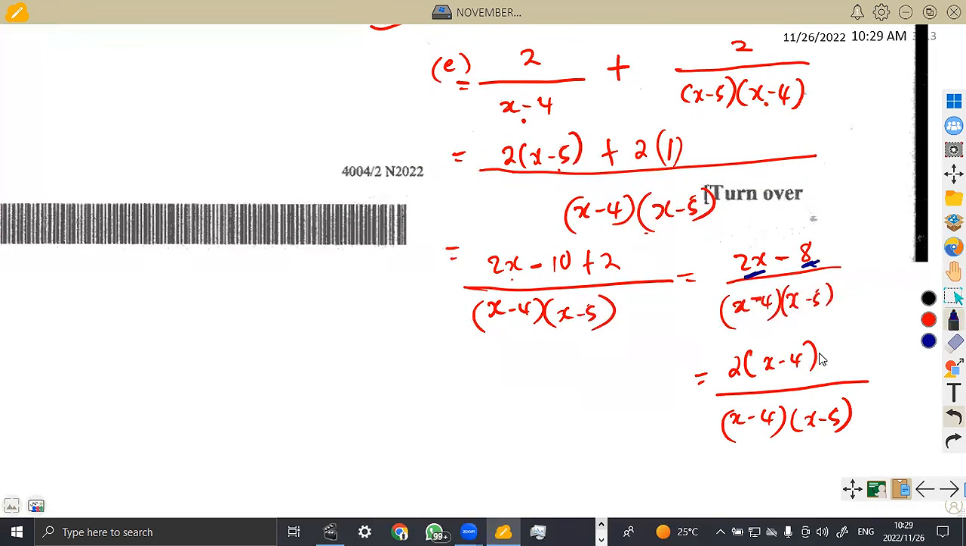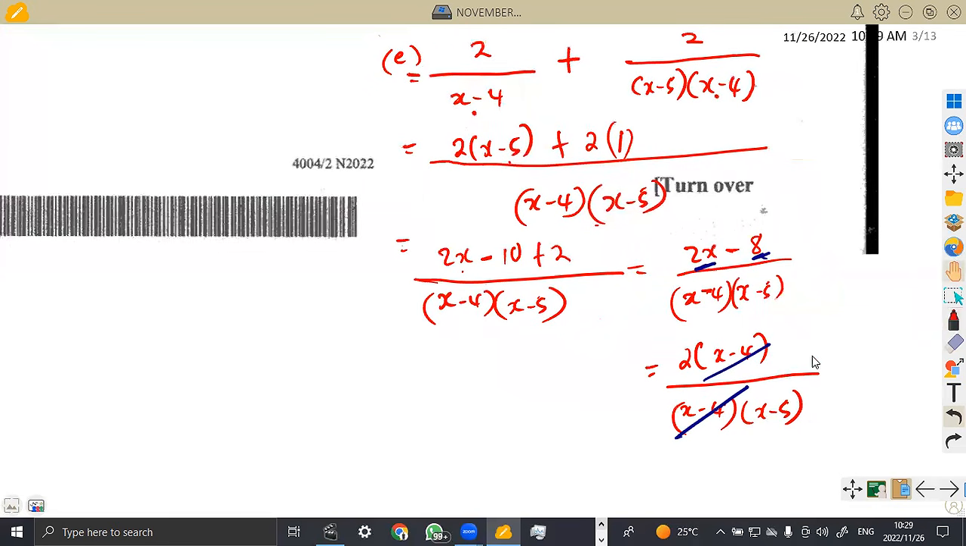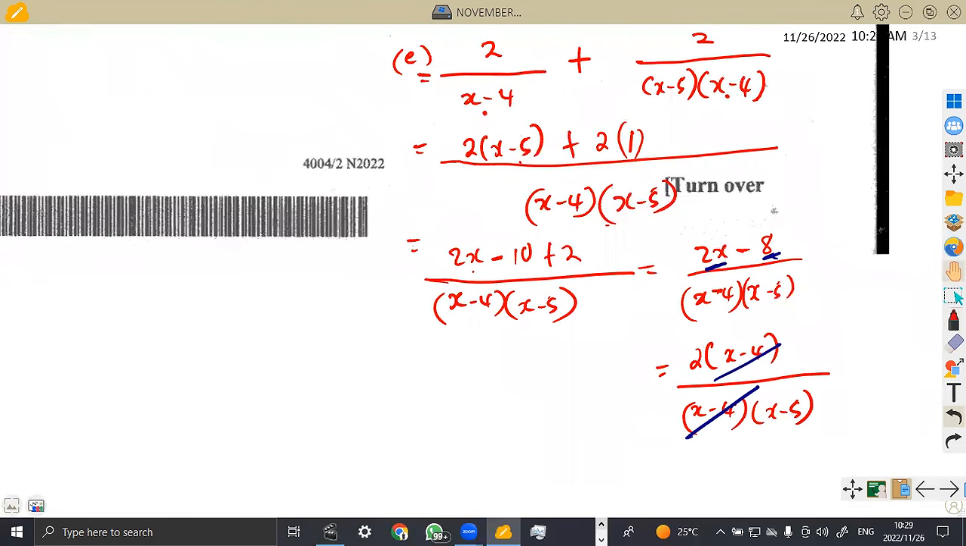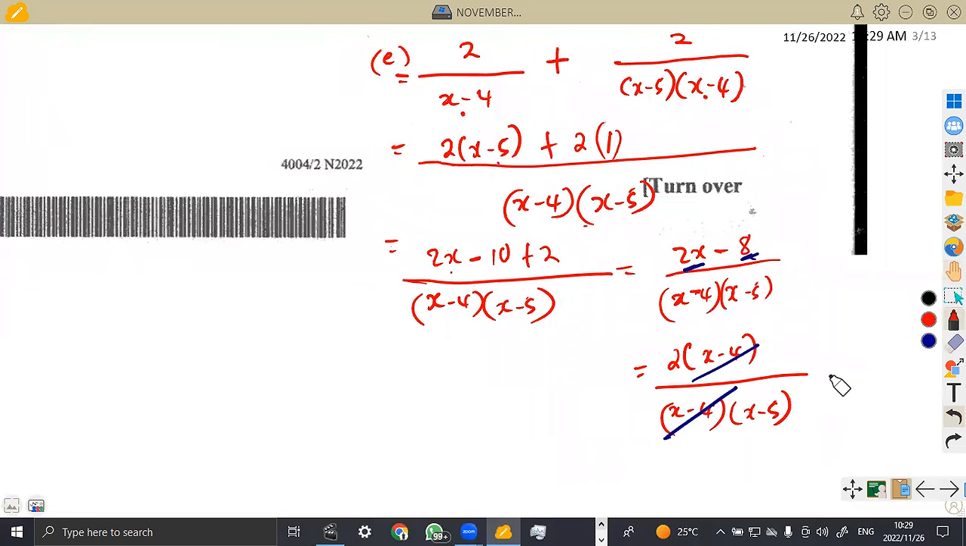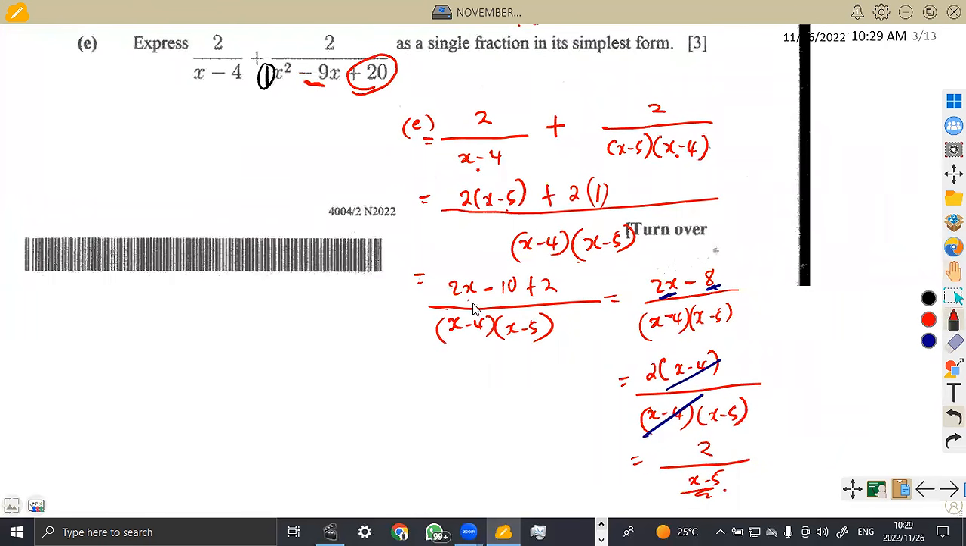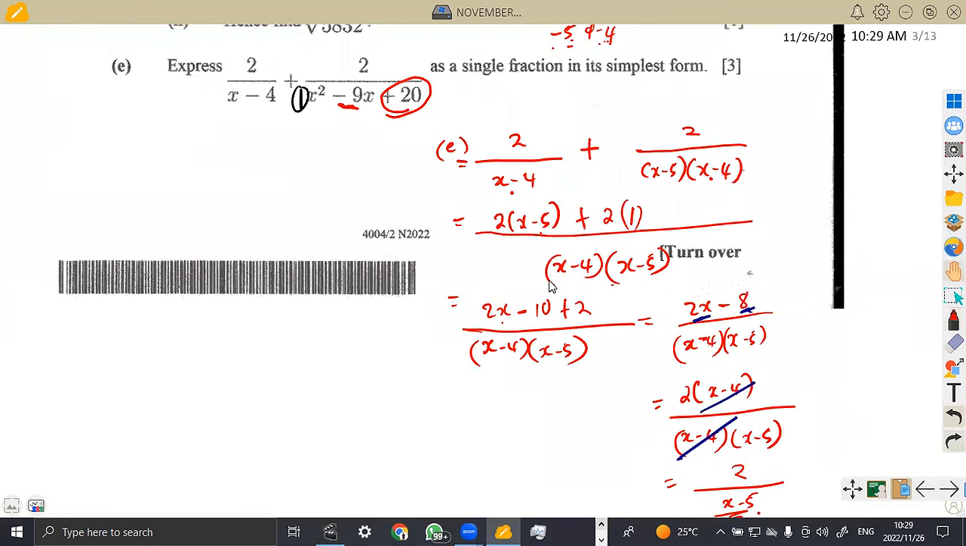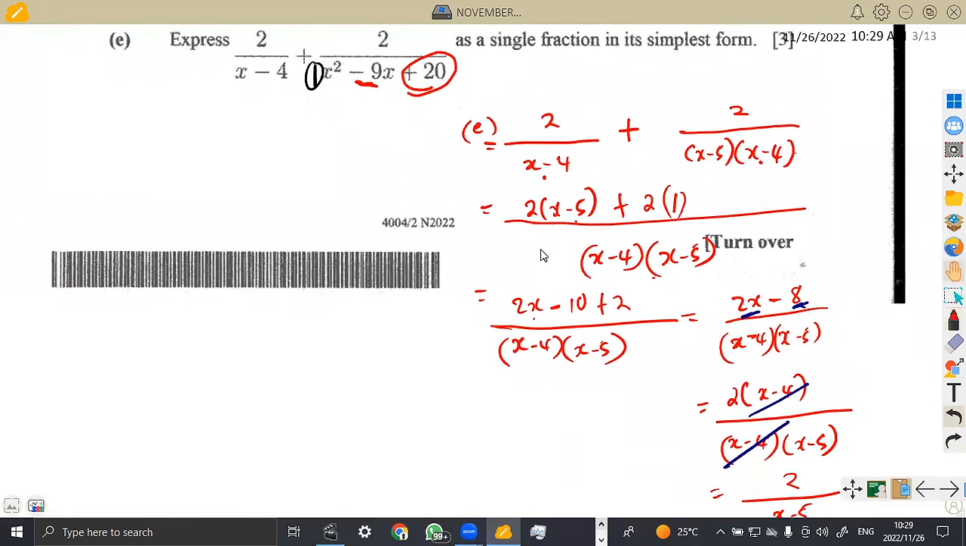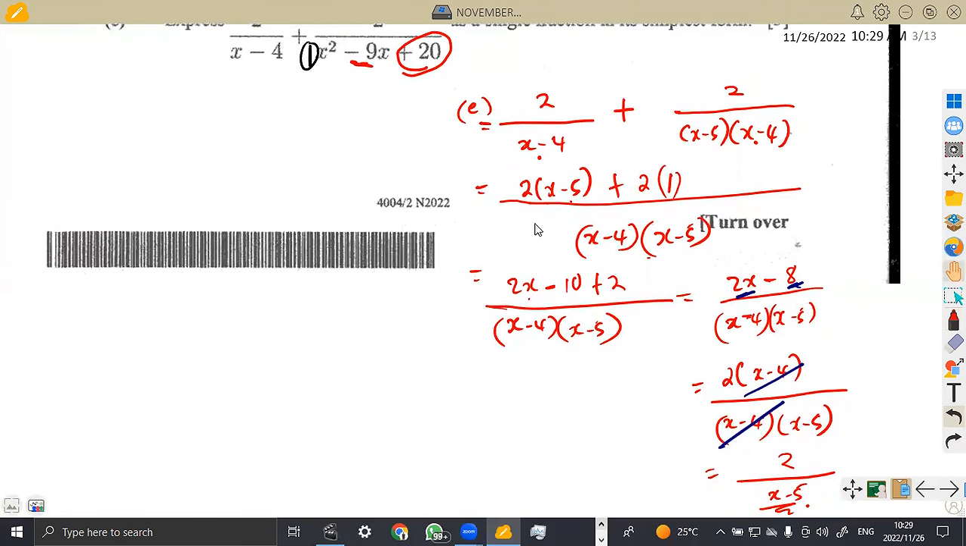So the brackets are the same, x minus 4, x minus 4. So these two cancel out. That means we are going to remain with our answer as 2 in the numerator over x minus 5 in the denominator. So that was it from this question. That is what we had to express as a single fraction in simplest form. So you're supposed to write this in simplest form. So these are major typical questions that you can be asked in exam. So supposed to be very careful.